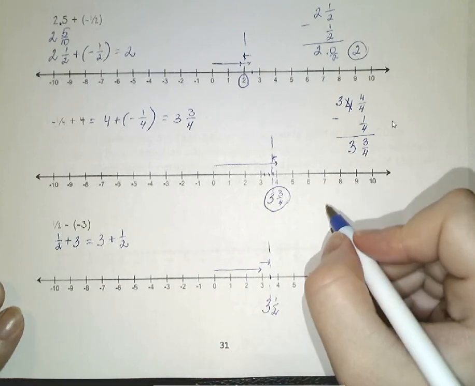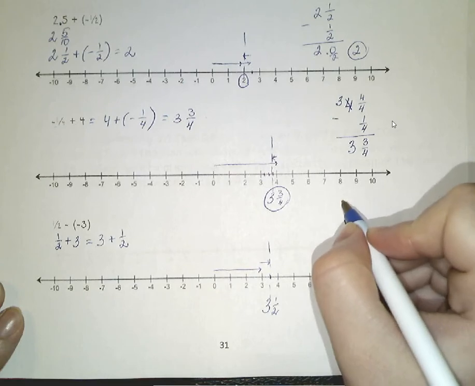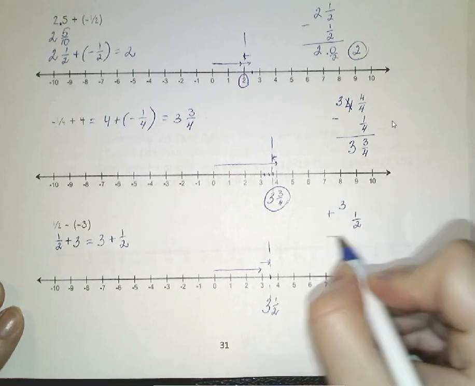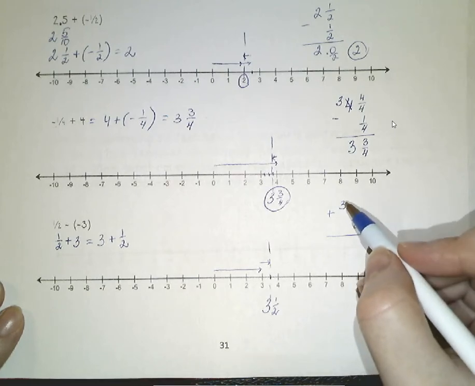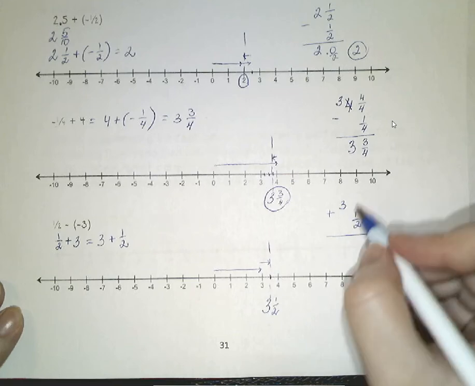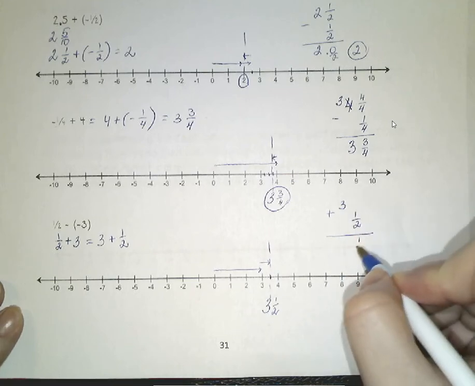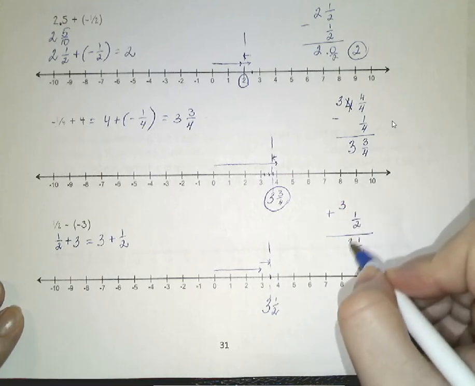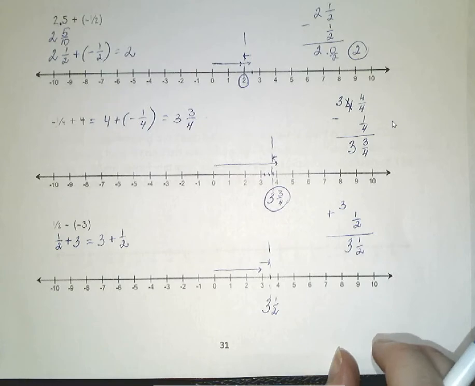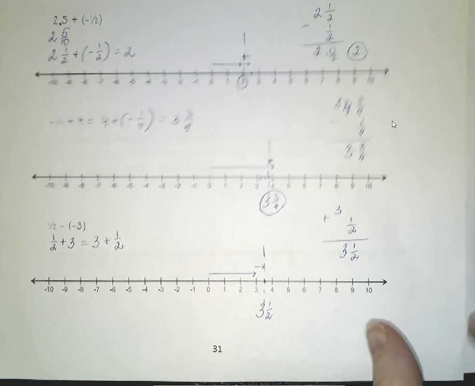To show you the math here, 3 plus 1/2. Again, notice the alignment. This is an addition problem. Both numbers have the same sign, so I'm going to add the two numbers. 1/2 plus nothing is 1/2, and 3 plus nothing is 3. 3 plus 1/2 is 3 and 1/2. Positive answer because both numbers are positive. Okay?